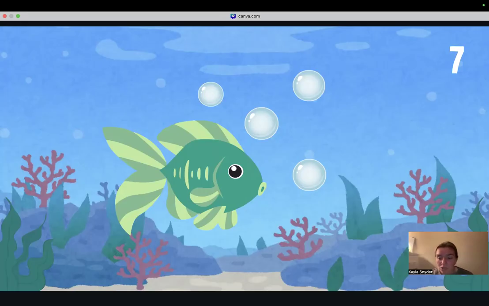The other method that we can use is to find the missing addend. So we see that there are 4 bubbles present. We can say, how many more bubbles do I need to add to 4 in order to get to 7? That would be 3. And again, 3 bubbles were covered by the fish. So we're going to run through a bunch of examples like this.